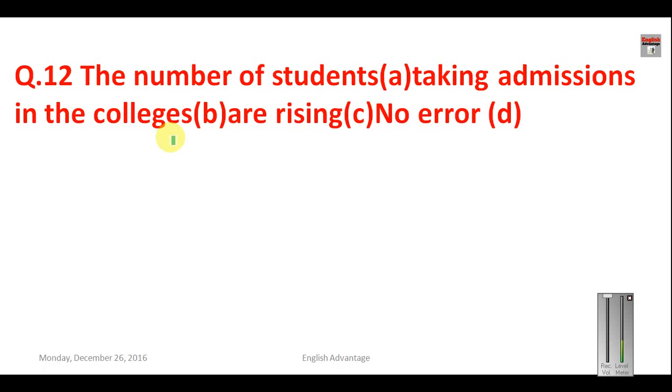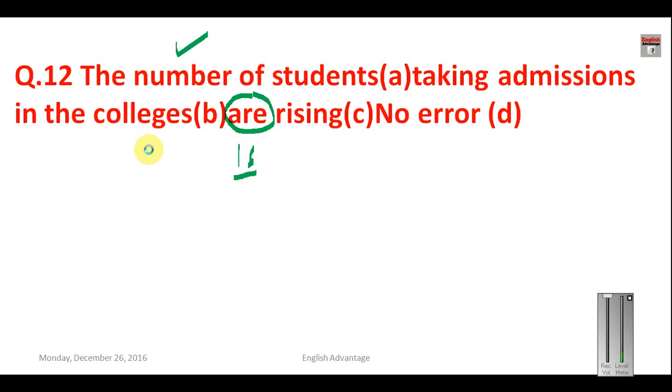Question number 12 says, the number of students taking admissions in the colleges are rising. Now here again two confusing phrases, the number of and a number of. A number of means many, at the same time the number of means a number. We are talking about a number, and number is singular. Okay, any number is considered singular. So that is why when you say the number of, you are talking about the number. So here the number will be followed by singular verb. This are is wrong here. In place of this, you have to write is. Okay, because we are talking about the number, and number is considered singular.